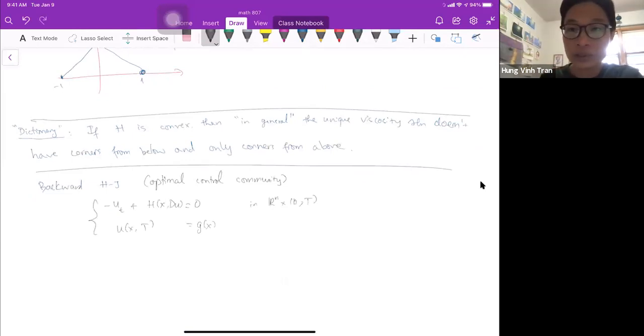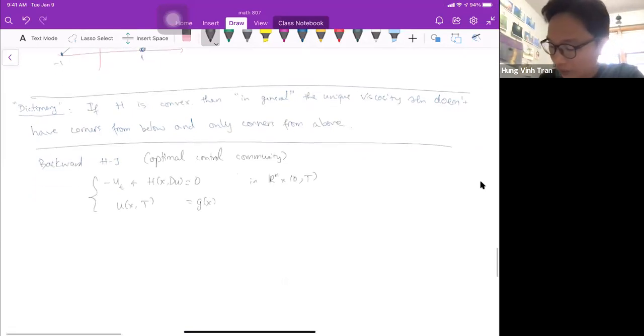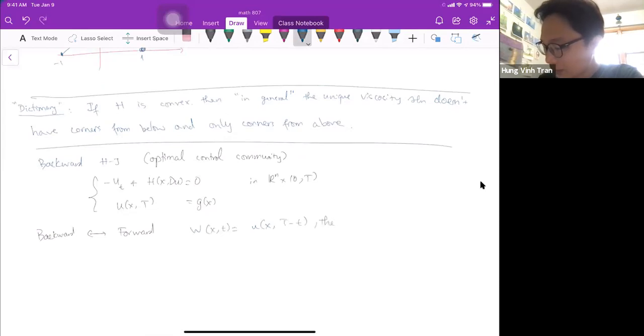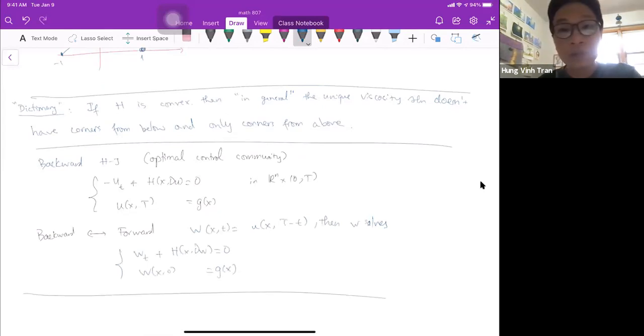So this is a backward equation, and to go from backward to forward, you just change a variable. Let w(x, t) equal u(x, T minus t). Then you get the forward equation w_t plus H(x, Dw) equals 0, and w(x, 0) equals g(x). So that's backward to forward.